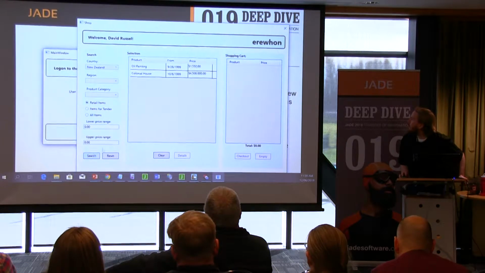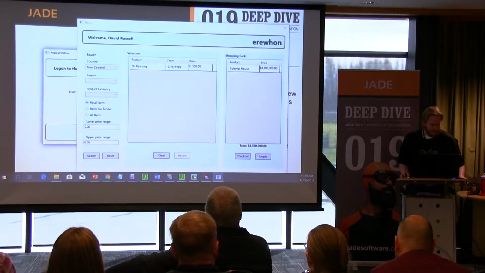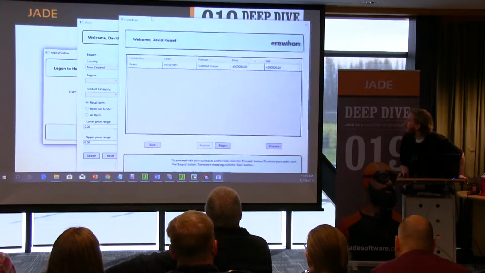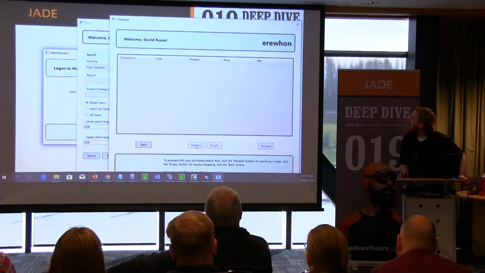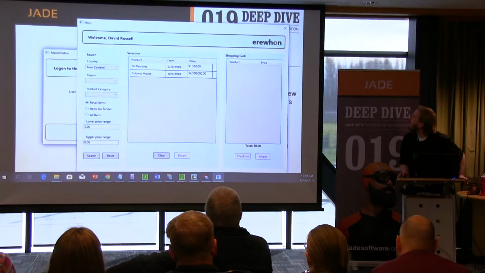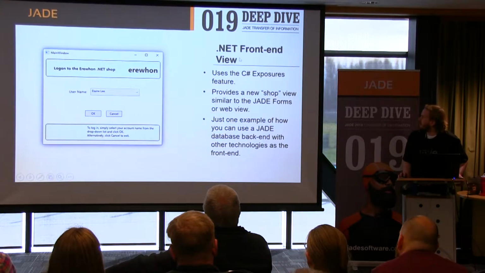What retail items do I have? Oh yeah, let's get a colonial house for $4.5 million. Let's buy that too while I'm at it. Oh yeah, I'll drag that over. Actually no, maybe I don't want to spend $4.5 million on a colonial house. I'll just remove that. Okay, I'll remove from the cart and can go back, and yeah, we've got a front end, and that's all just WPF there.